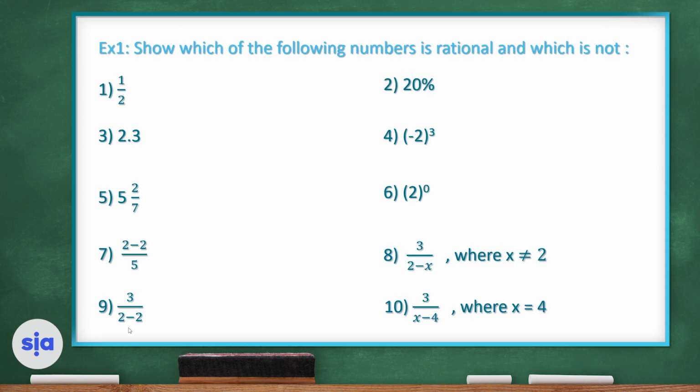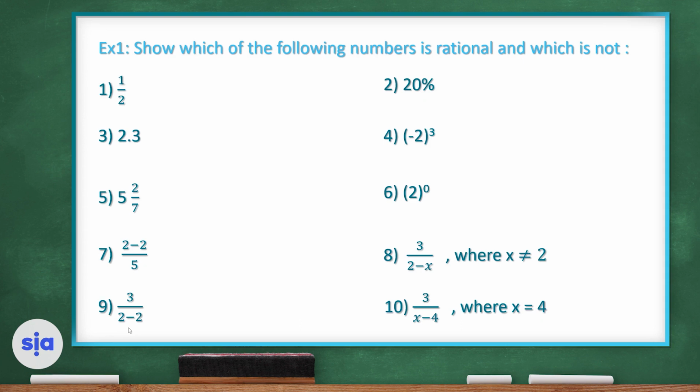Let's go to this exercise. In this exercise, the question is asking us to show which of the following numbers is rational and which is not. By the way, the number that's not rational, we call it an irrational number. We said again, the rational numbers are the numbers that can be written in the form of a over b.